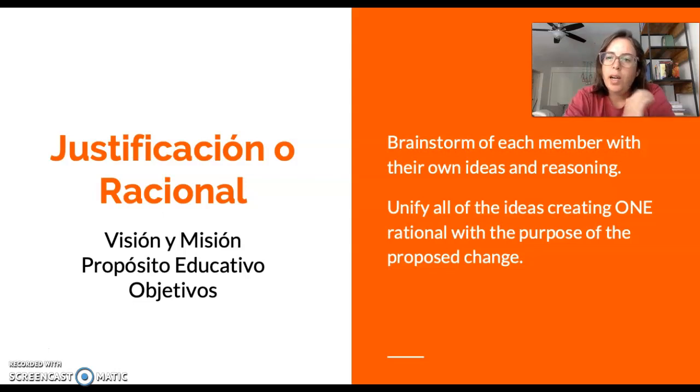So every member, I want to see on the Google Doc again every idea for each member, right? And then you will unify all of the ideas, creating one rationale with the purpose of the proposed change. So you put all the ideas together, and then you elaborate a rationale for your proposed change. This is the work for today.